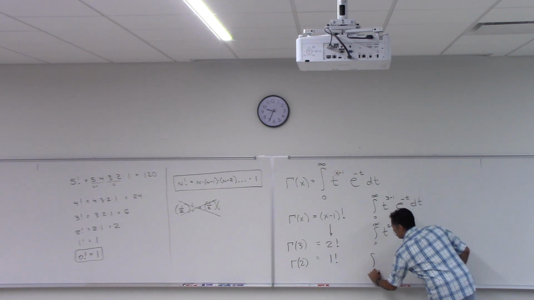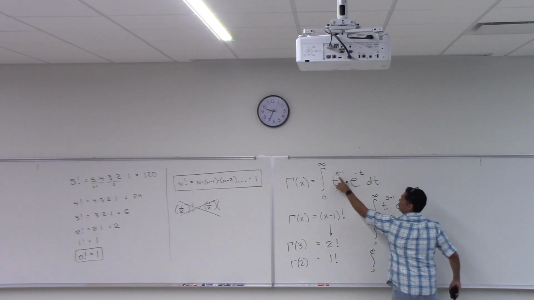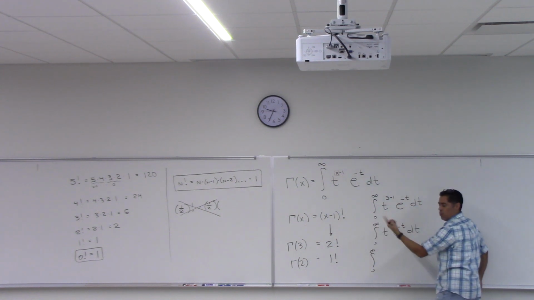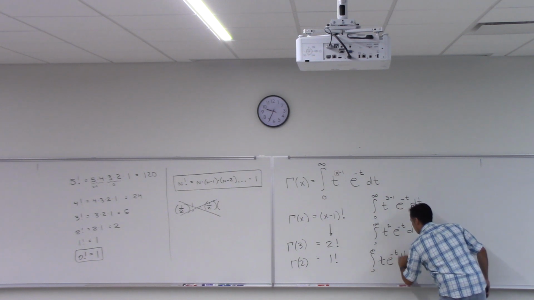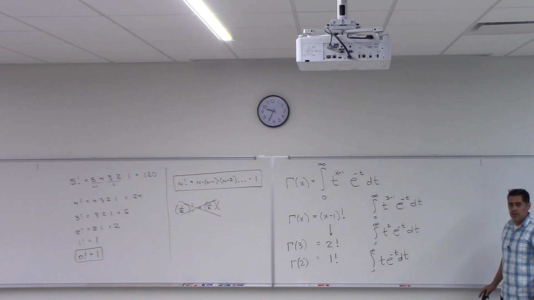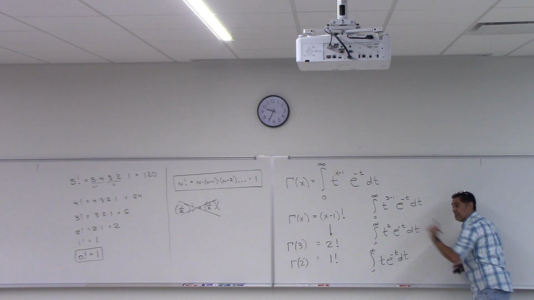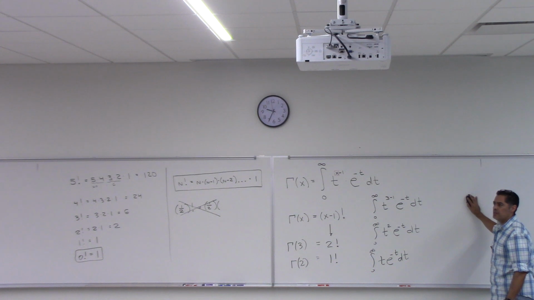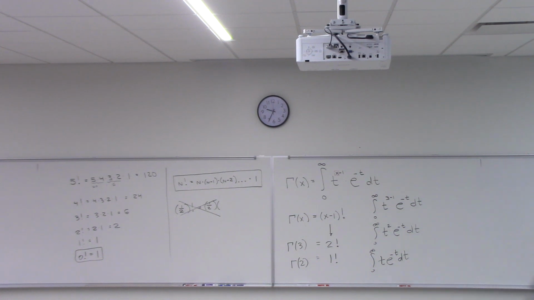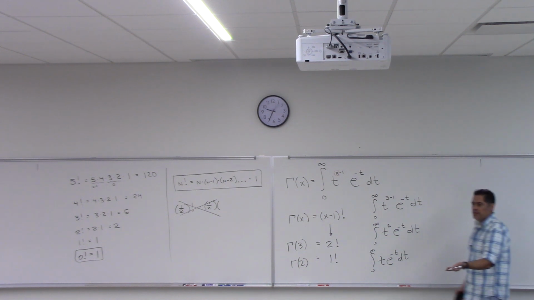This would be integral 0 to infinity. We plug in 2 right here, 2 minus 1, 1. So we get t e to the negative t dt. Understand? Integration by parts once this time. And if we do that, let me go back up here and change this to a 1. We get 1. Make sense?